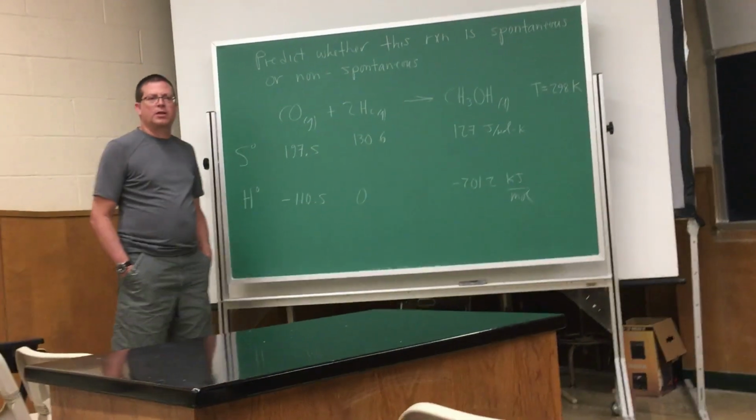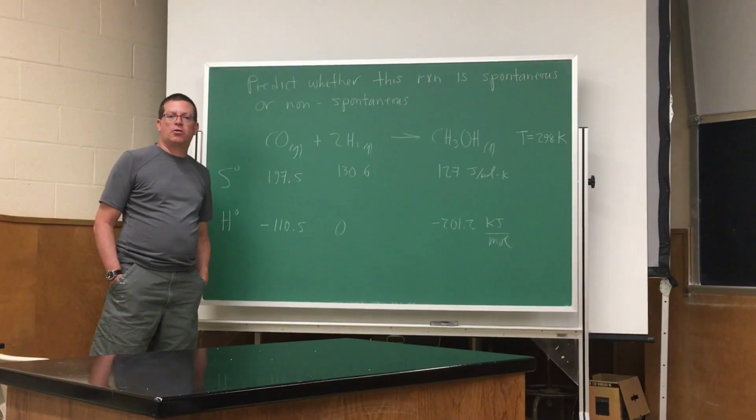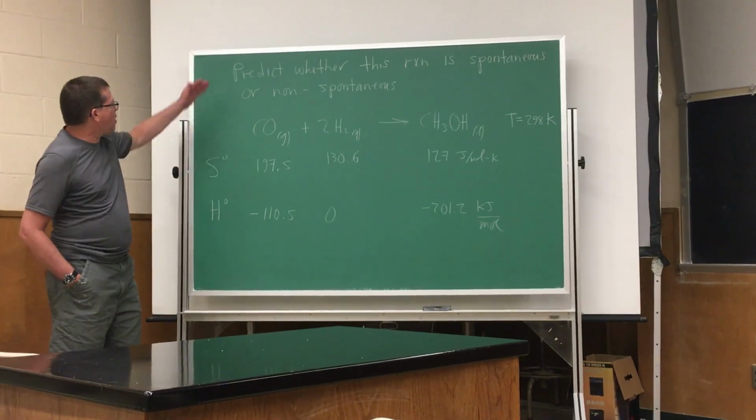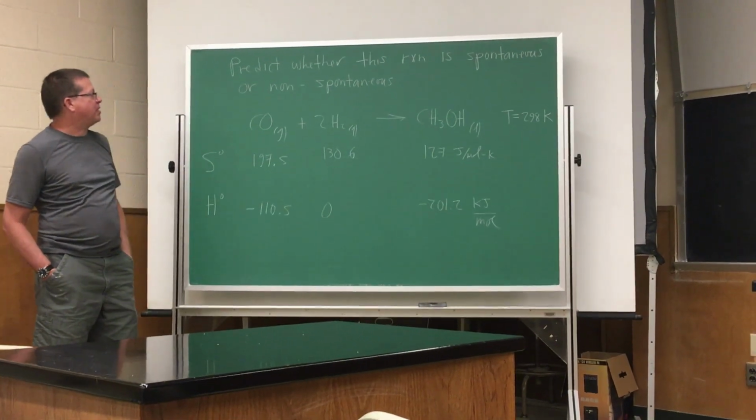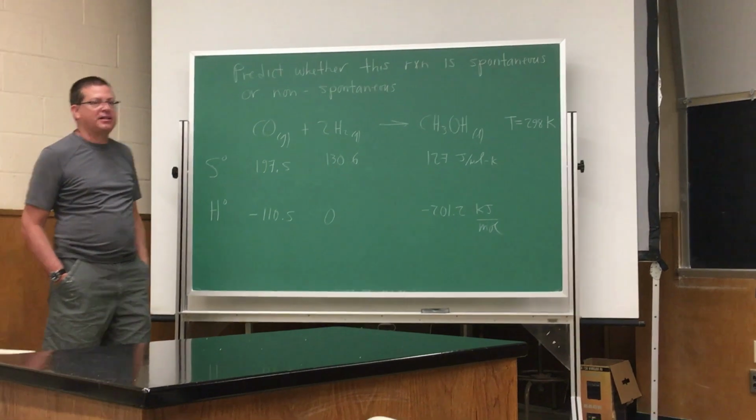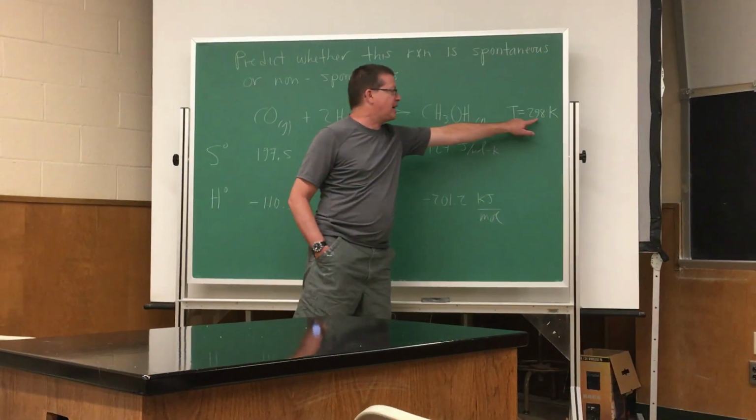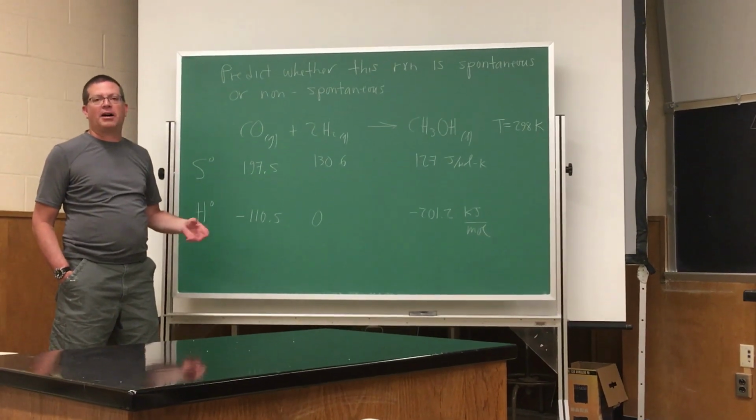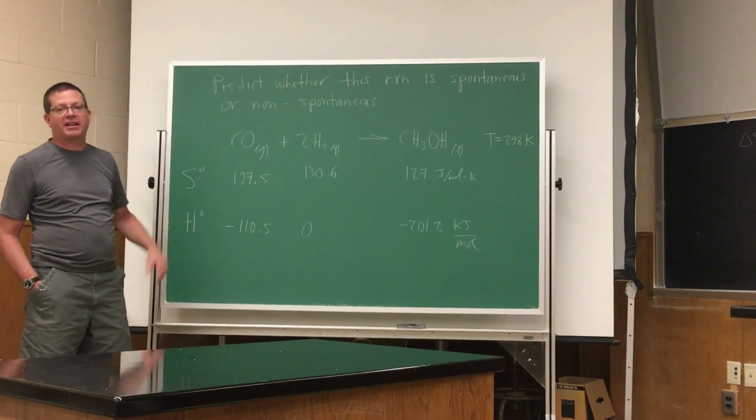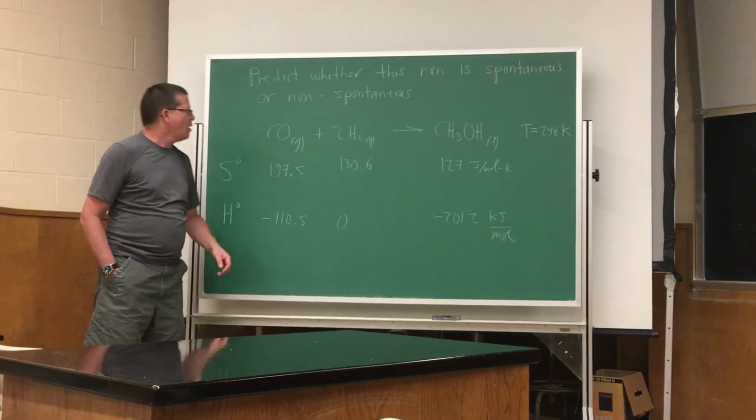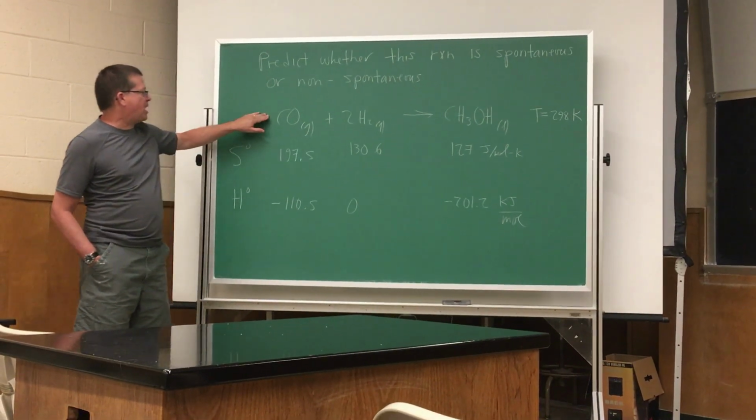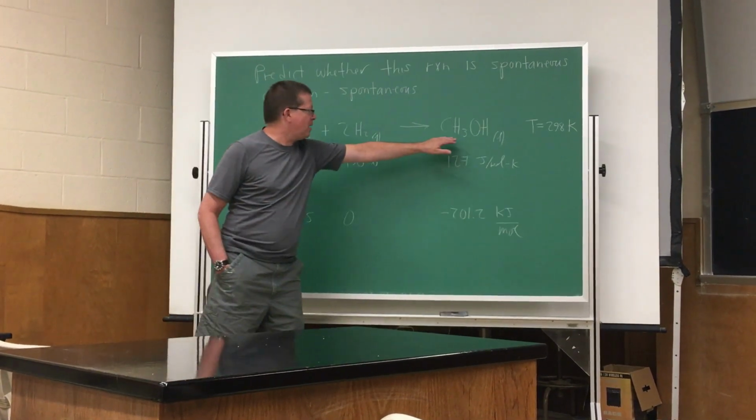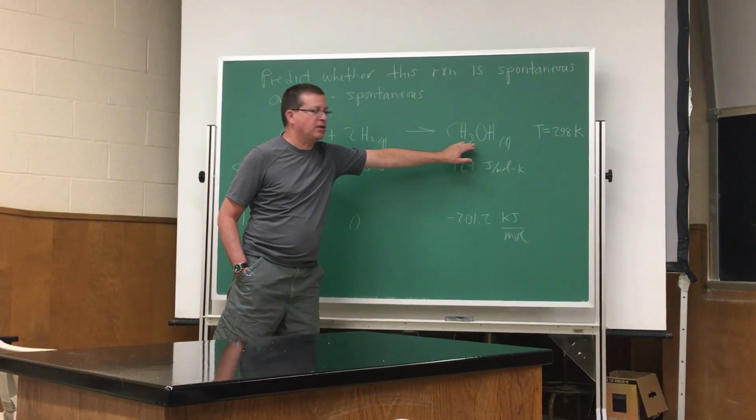Let's take a look at a problem where we actually get to predict reaction spontaneity at a particular temperature. We're asked to predict whether this reaction as written is spontaneous or non-spontaneous at a given temperature of 298 Kelvin. I chose this temperature because it's room temperature and the thermodynamic data in our tables are tabulated at that temperature, so that's a good place to work. Here's the reaction: carbon monoxide gas reacting with hydrogen gas to give us methyl alcohol, or CH3OH, in the liquid form.